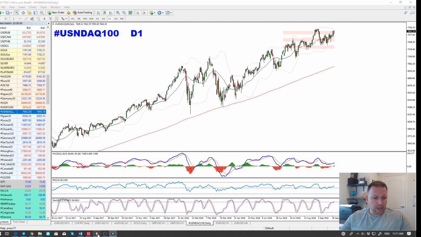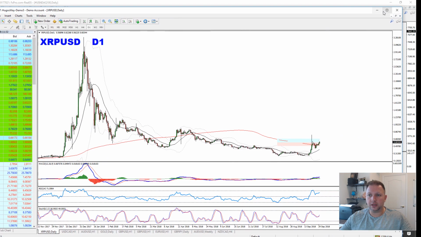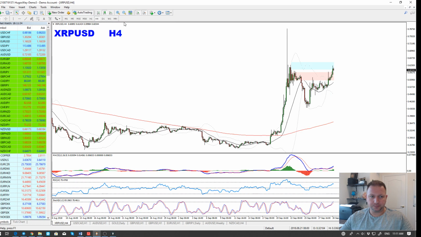And the cryptos. Well, here we go. Our plan was Ripple and Ripple versus the BIT. We got the drop. Bullish hidden divergence. We got the rally. For me, it's still the case.